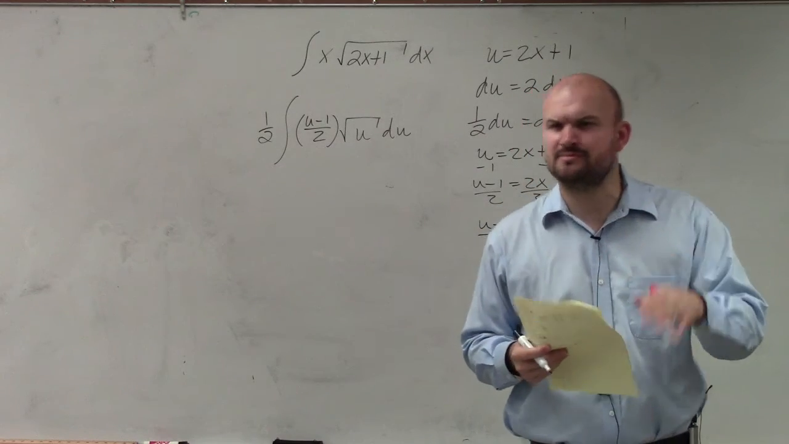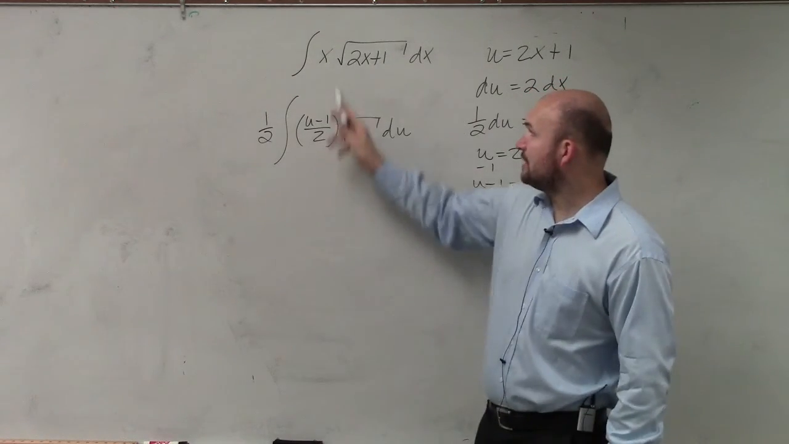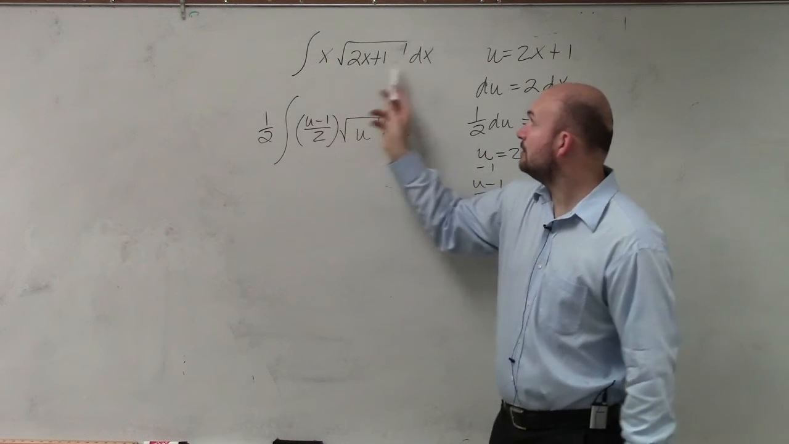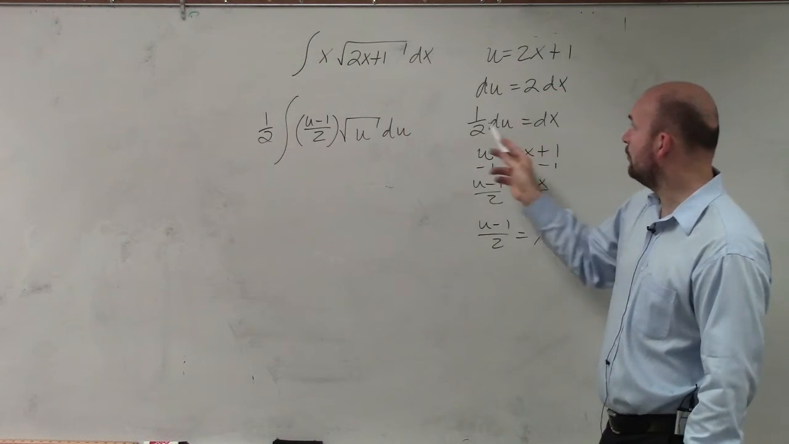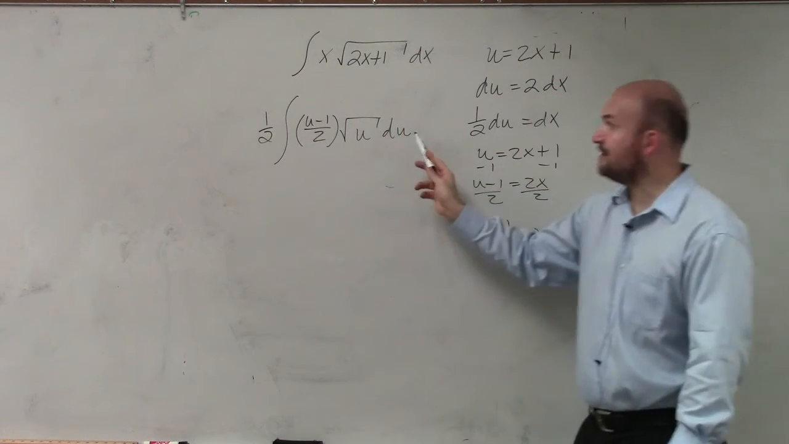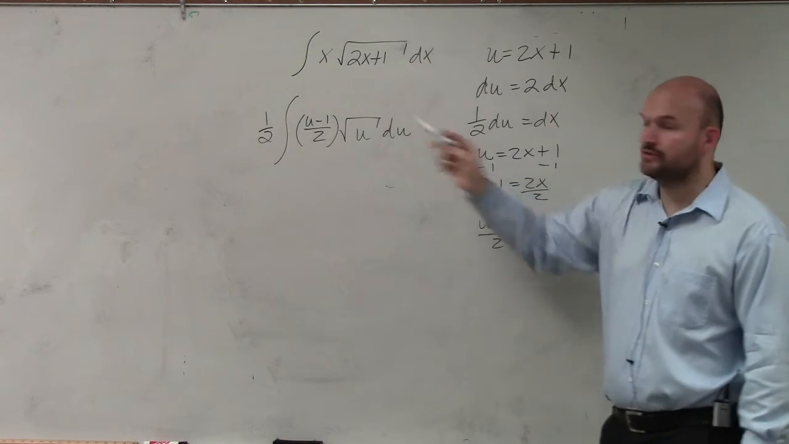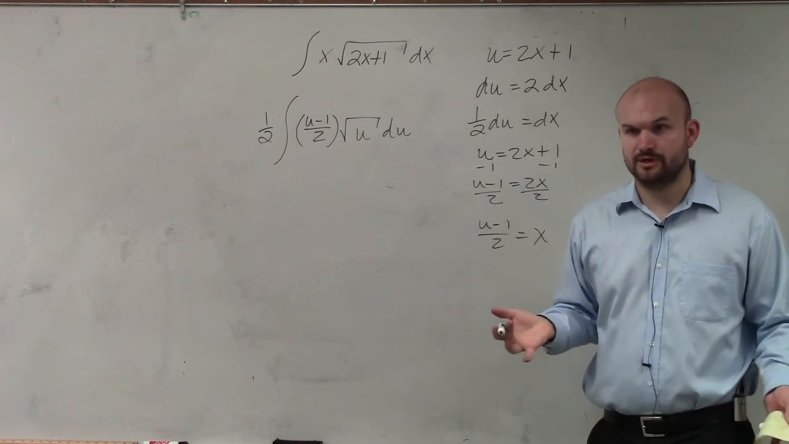Now let's make sure, is everything covered? It'd be really important for you guys to be paying attention on this one. We have our x covered. We have our dx, which is equal to 1/2 du. We have the 1/2 in the du. And we have the square root of our u. So we're looking pretty good, right?